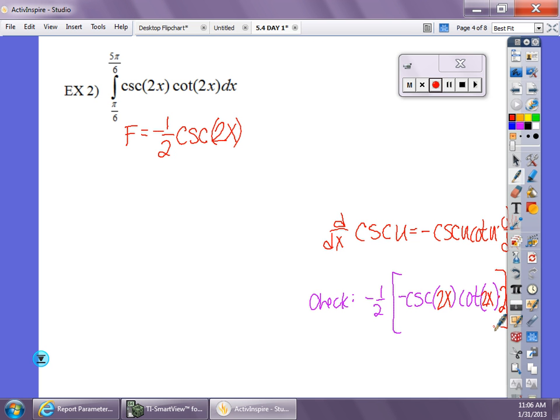So let's double check. Does this work? This 2 gets canceled by this 2, so that worked. This negative gets canceled by this negative, so yes. I ended back up with the original problem, so I know it's correct. Okay? You have to know your derivatives really well to be able to do your antiderivatives. Makes sense, right? We're just going backwards, so you do need to know your derivative rules very well. Alright, so we got our antiderivative, and now we're going to find f of 5 pi over 6.